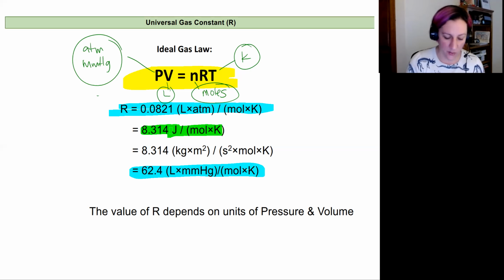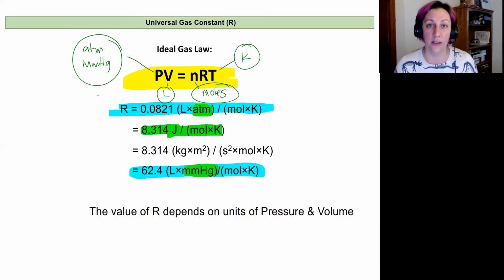And the difference between these two is in the pressure units. They're totally the same, except for atmospheres or millimeters of mercury. So in the context of the problem, if you are trying to learn or you know the pressure in atmospheres, you'll always use the R value 0.0821. And if you're either trying to find the pressure or you know the pressure in millimeters of mercury, you'll always use the R value 62.4.